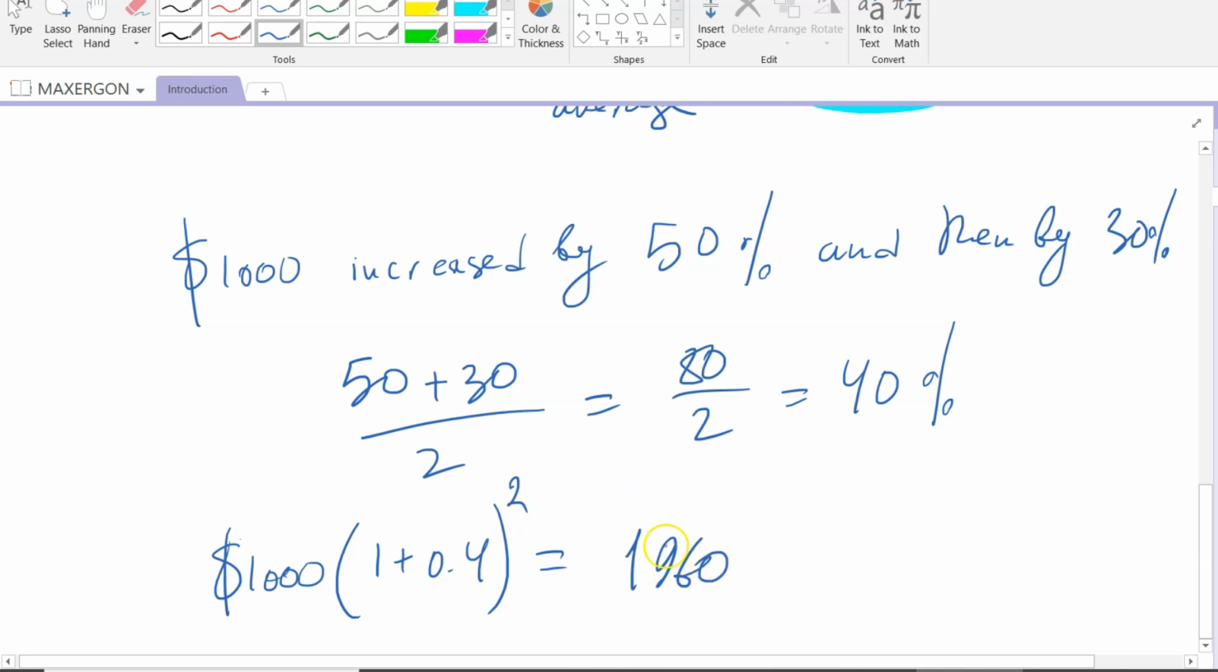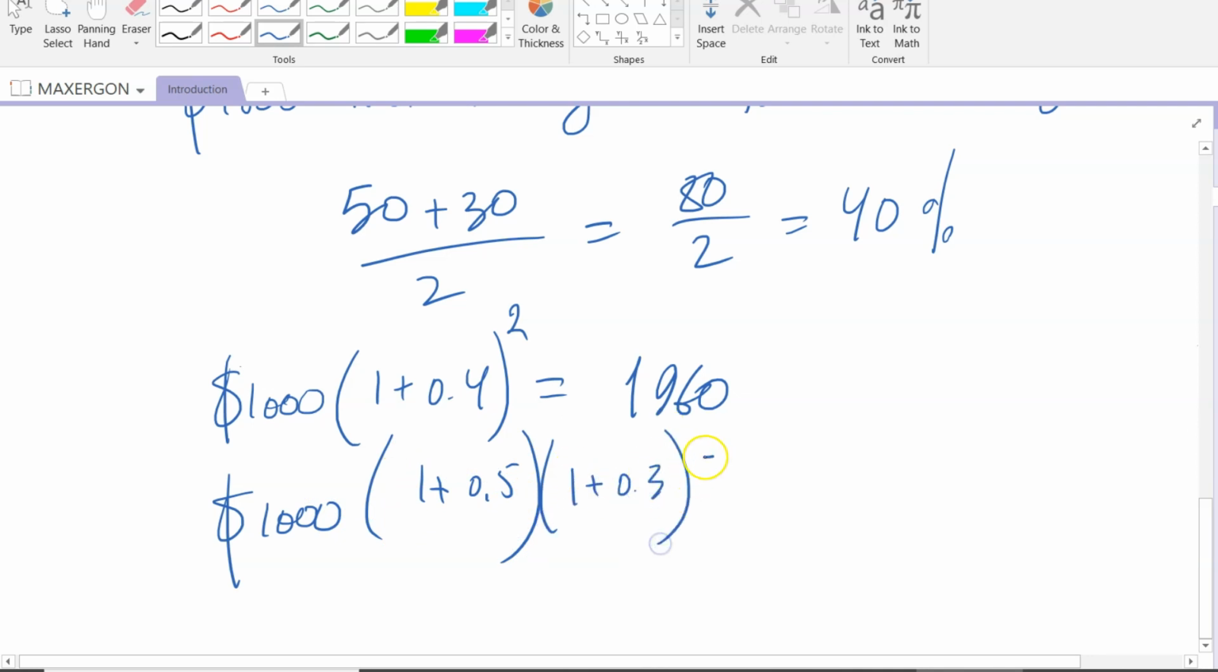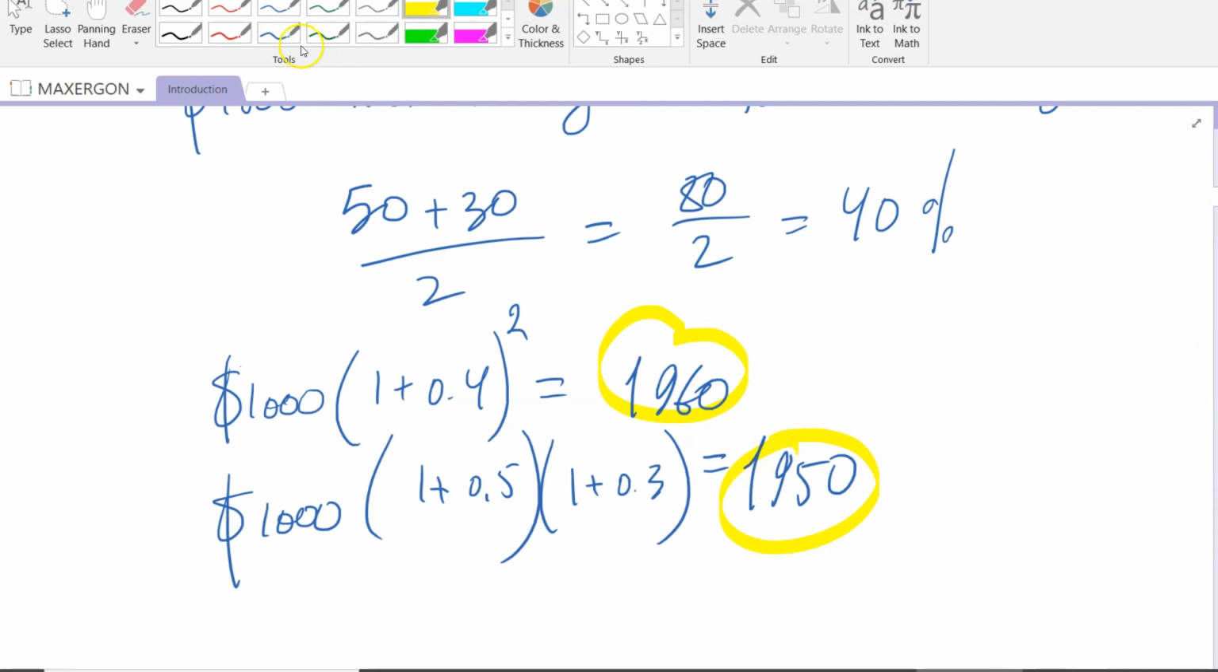1,960. So is this the same final value I could get by applying 50% and then 30%? Let's see. If we take the same $1,000 and apply 50% and then we apply 30%, the result would be 1,950. As you can see, we don't have these values equal. Therefore, this process did not give us the correct average percent of increase.